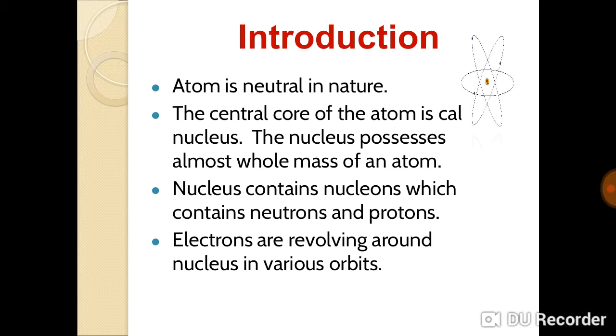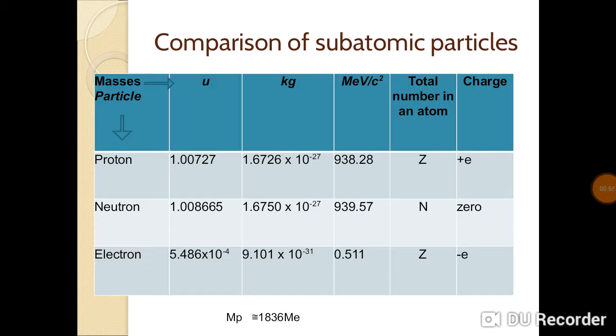Atom is neutral in nature. The central core of the atom is called nucleus. The nucleus possesses almost whole mass of an atom. Nucleus contains nucleons which contain neutrons and protons. Electrons are revolving around nucleus in various orbits. Atom contains protons and neutrons inside nucleus while electrons outside nucleus.